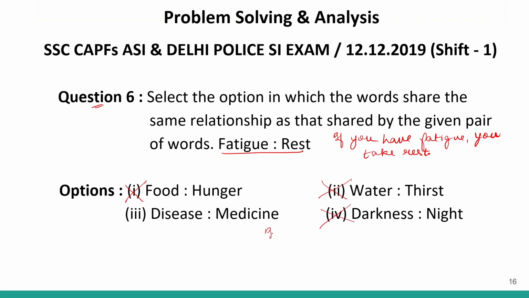So, if you have a disease, you take medicine. So, this is the only option that logically follows. Hence, option number 3, disease and medicine will be the correct answer. Okay?